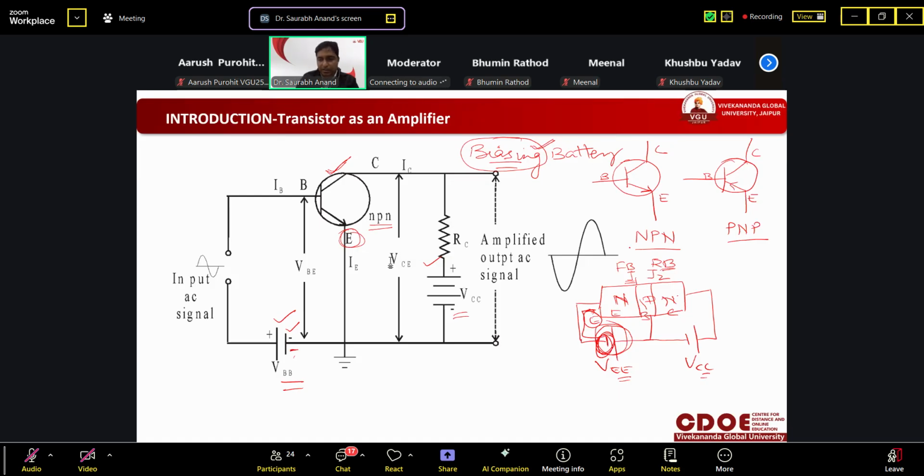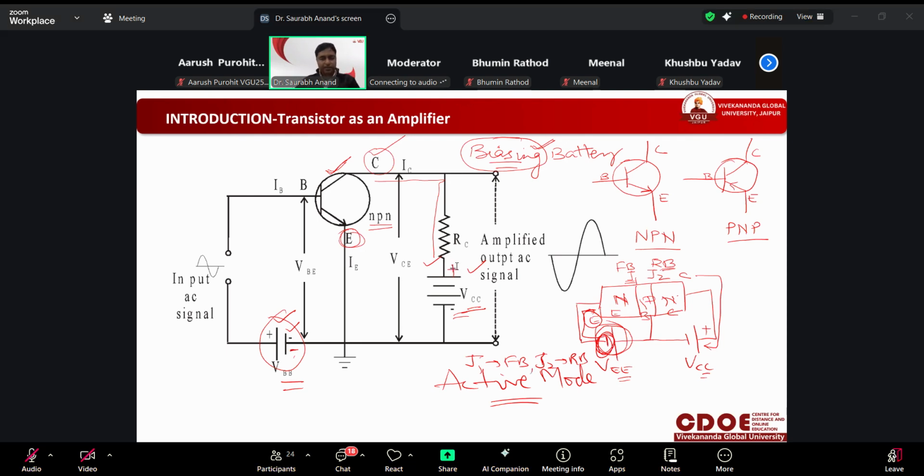Now, the second battery we have to connect. This collector terminal is connected with the positive of the battery. So this collector is here, and this is connected with the positive of that. This battery will make this junction, that is J2, reverse bias, and the other battery will make the first junction, that is between emitter and base, forward bias. So we are basically using active mode, right? In active mode, J1 should be forward bias, J2 should be reverse bias.